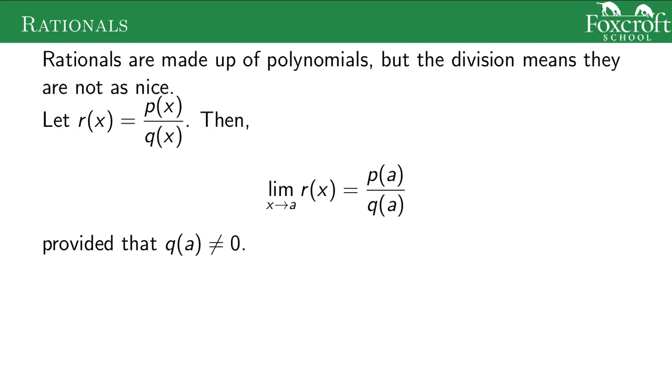Rationals are just made up of polynomials, but the division means sometimes it's not going to work out as nicely. So if we have a rational, which is just two polynomials divided by each other, as long as we're not going to divide by 0, then we can just plug in the number. So we just check that first, make sure we're not going to plug in a number that makes the bottom 0, and then just plug in numbers.